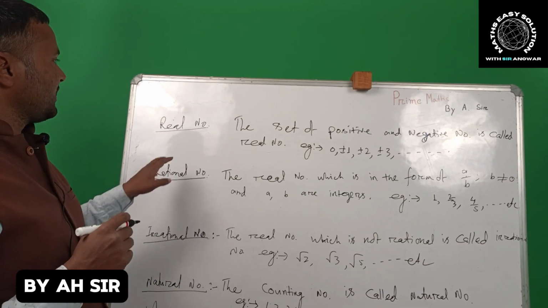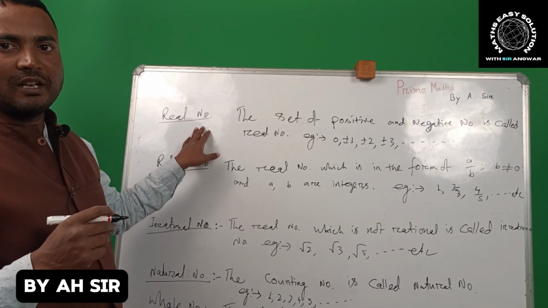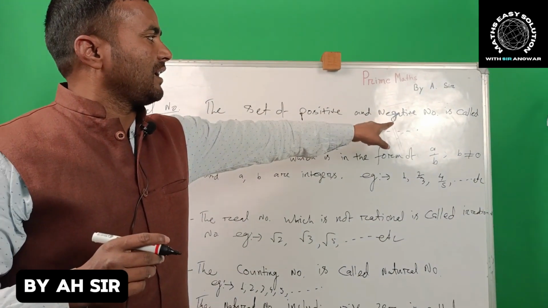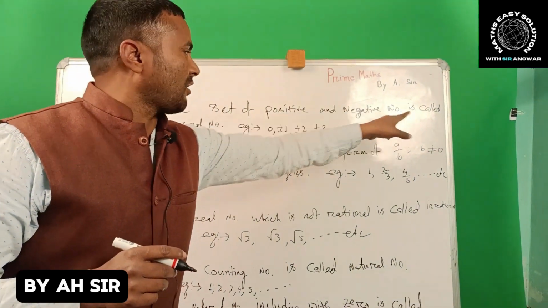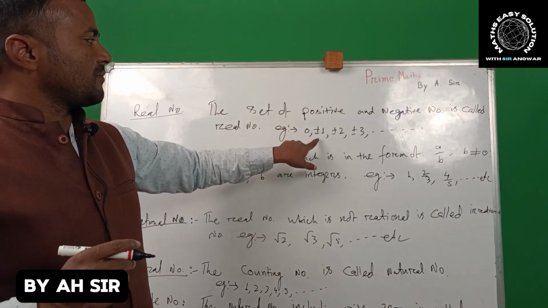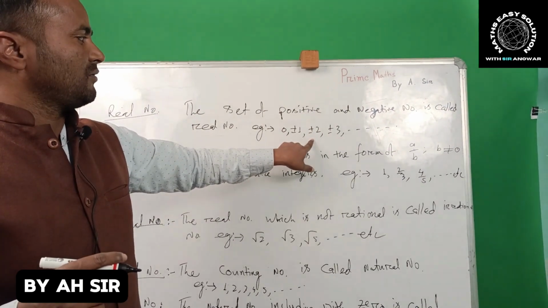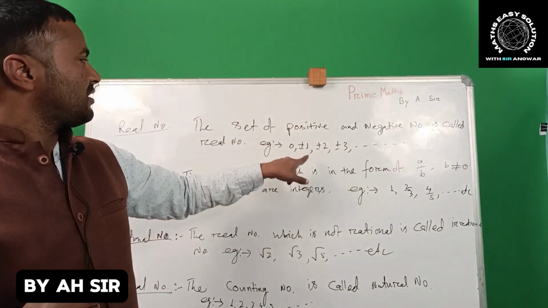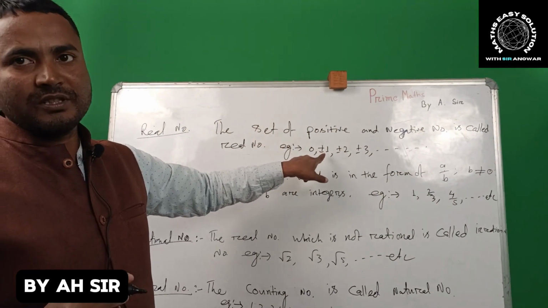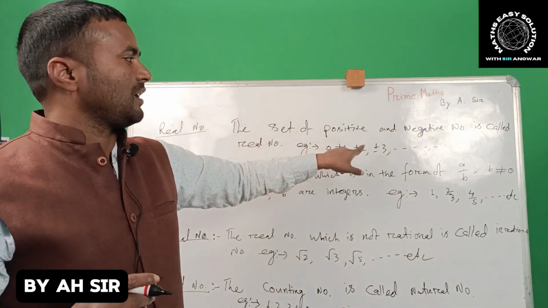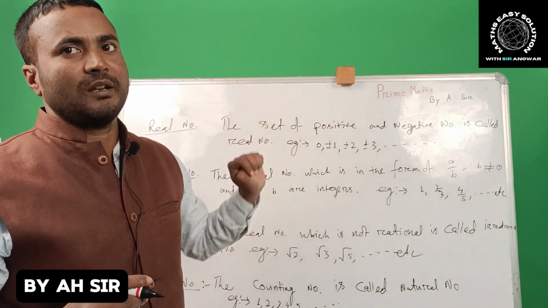Okay, so you see real numbers. The definition of real numbers: the set of positive and negative numbers is called real numbers. Examples: 0, plus minus 1, plus minus 2, plus minus 3, and so on. It means plus 1 is a real number, minus 1 is also a real number, plus 2 and minus 2 are also real numbers. These are examples of real numbers.